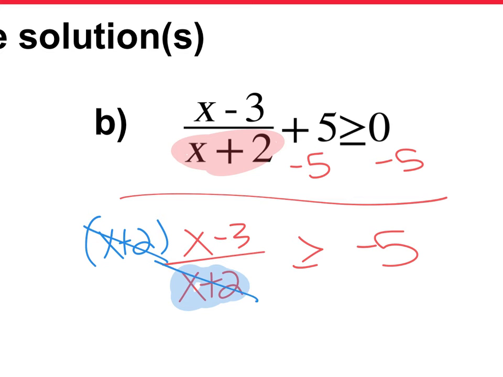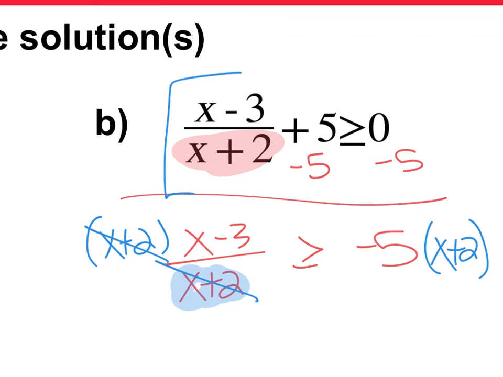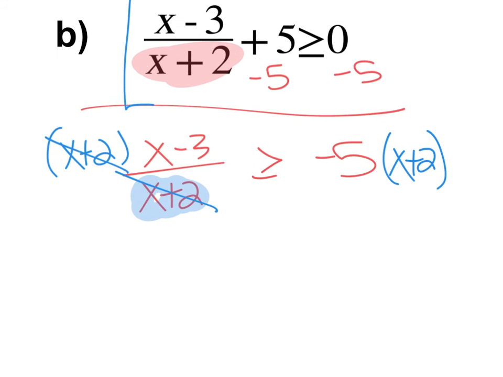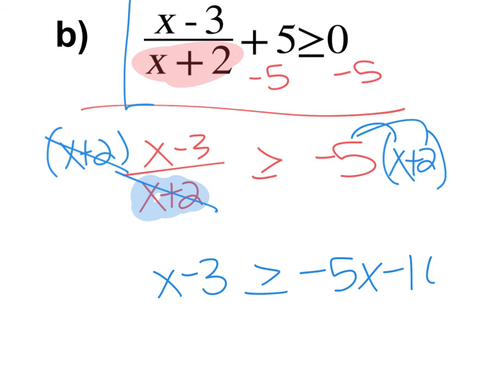That's going to cancel them here. And then we can multiply by x + 2 on the other side. So this might start off looking kind of ugly, but it's actually pretty simple when you multiply both sides by whatever's in the denominator. And then we'll distribute the -5 and solve like normal.